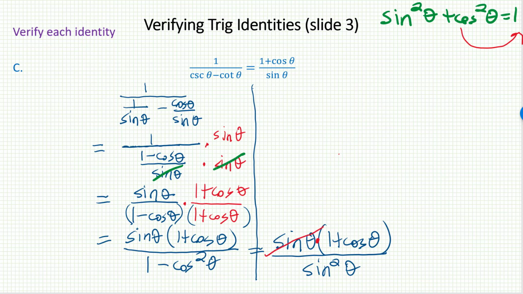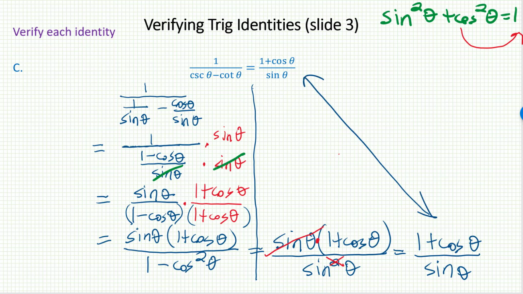This sine theta divides out one of the sine thetas down there, meaning I now have 1 plus cosine theta on the top and just a single sine theta on the bottom, and that's exactly what we were trying to match. And so we have verified this identity.